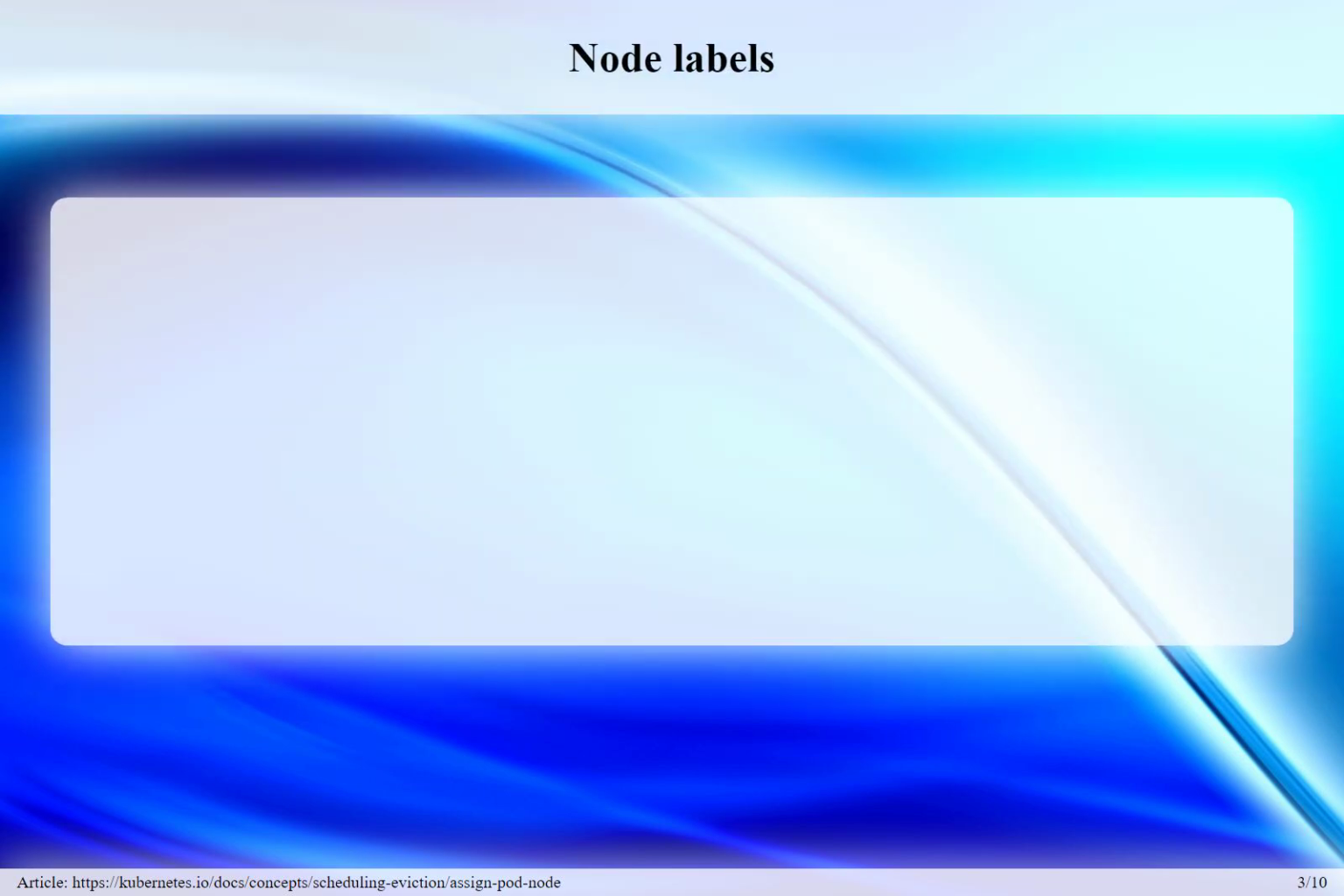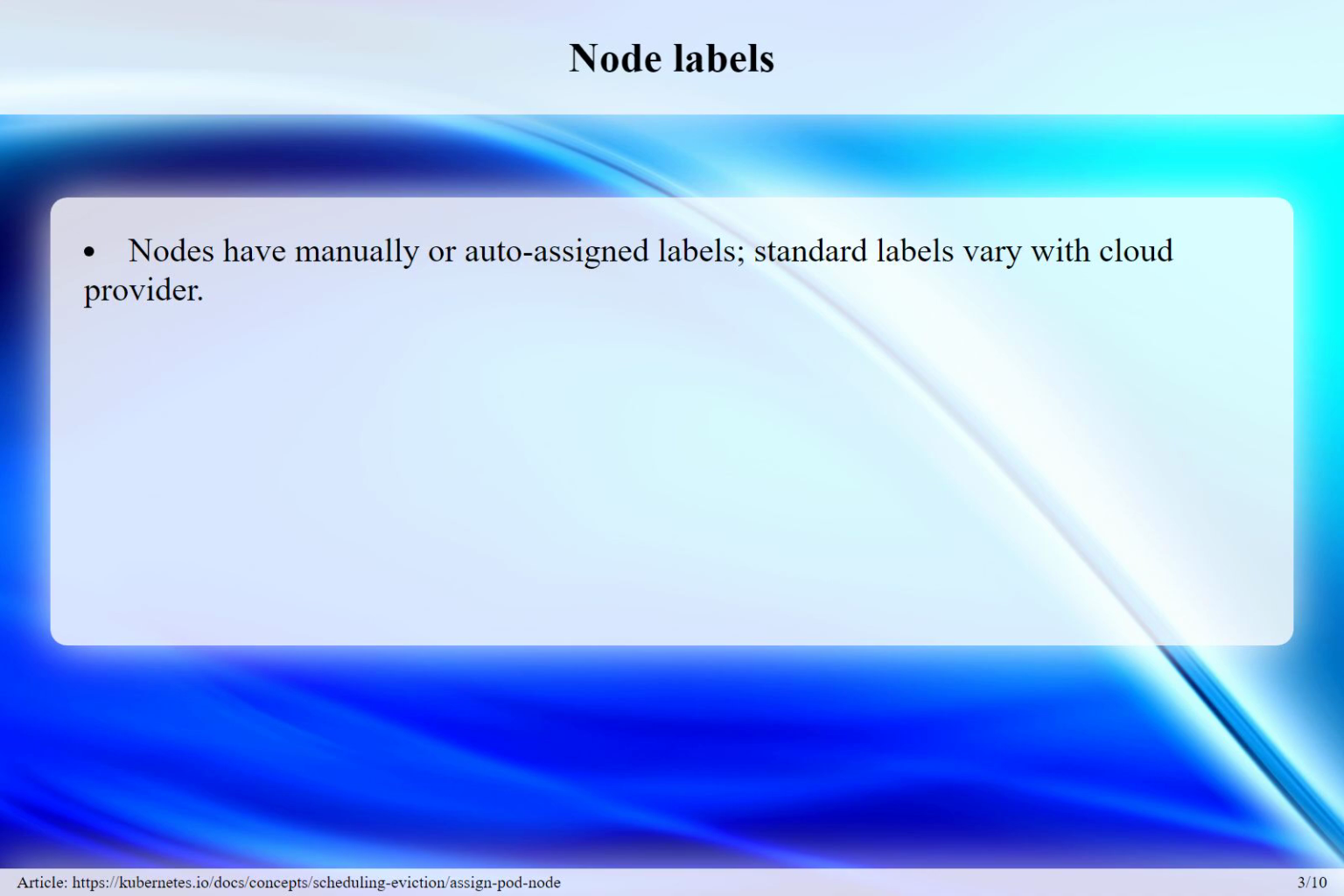Node labels. Kubernetes nodes come with labels that can be manually attached or automatically populated by Kubernetes with a standard set. These standard labels have values that can vary depending on the cloud provider, making them potentially unreliable for certain uses. For instance, the kubernetes.io/hostname label might match the node name in some environments but differ in others.